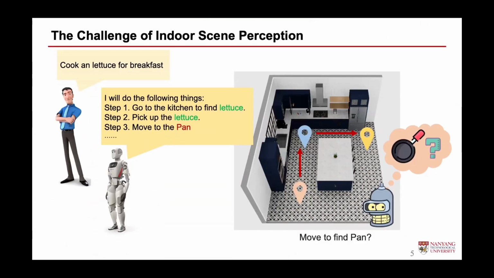If we just use a planner, for example GPT-4o, and we ask the large language model to generate the plans to cook a lettuce for breakfast, this is common sense. We need to find a lettuce. We need to find a pen. But in many homes, we do not have a pen. So if we just use the generated actions like move to the pen and ask the robot to find the pen, it will fail. It will be stuck in finding a pen, and the whole task sequence will fail.